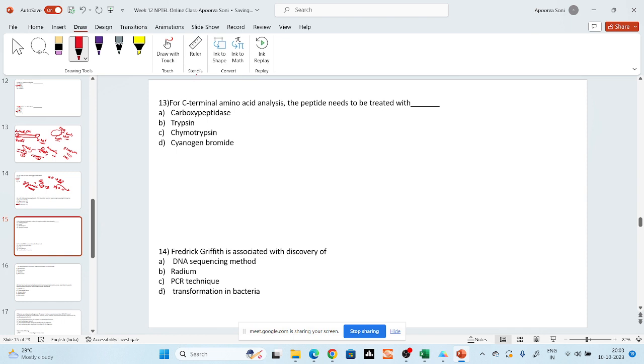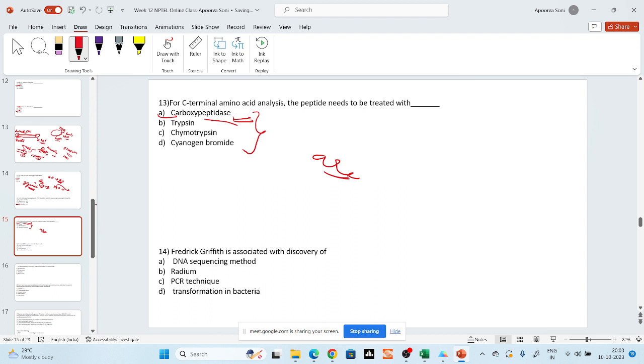For C terminal amino acid analysis, the peptide needs to be treated with carboxypeptidase. C terminal is the carboxyl group and N terminal is the amino group. Even if you do not know the answer, what looks the most likely is carboxypeptidase. Ase means enzyme. Peptidase means it is cleaving peptide bonds. Carboxy, it will cleave the peptide bond near that carboxyl terminal. So the name itself says it all.